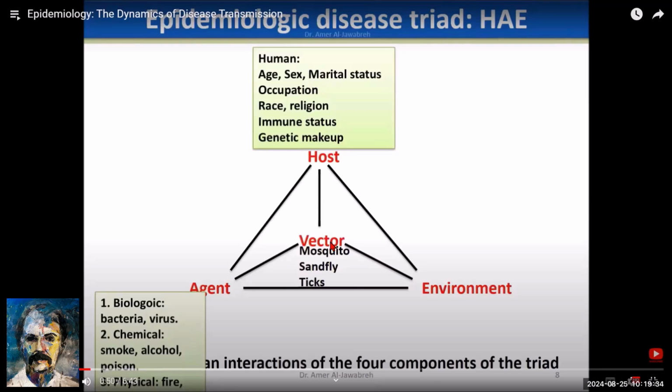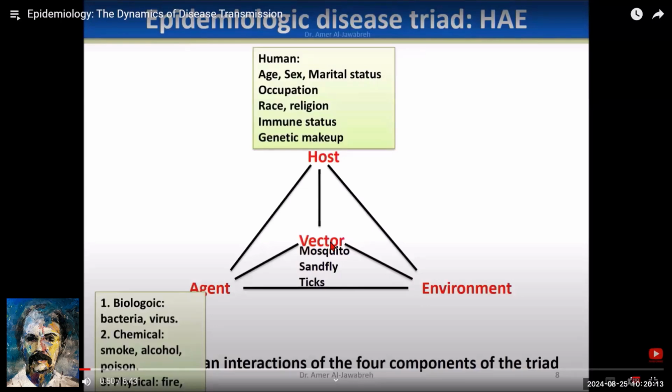Give the host antibiotics or treatment. So this is the idea. These 4 components, the epidemiological triangle or triad, explain to us the interaction of these components to produce disease. This is classical epidemiology. In every book you will find this.